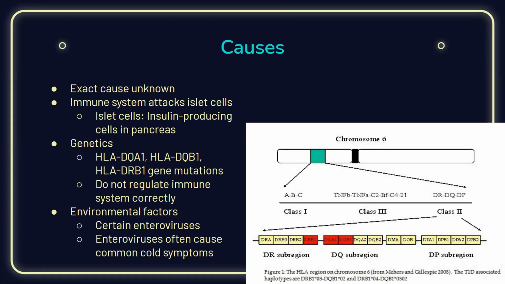There also might be environmental factors, which can happen due to certain enteroviruses. These enteroviruses often cause common cold symptoms, but can lead to some other genetic changes inside the person's DNA. So in this diagram, you can see the location of some of these genes. As you can see, they're actually located quite close to one another if you take away the excess DNA.